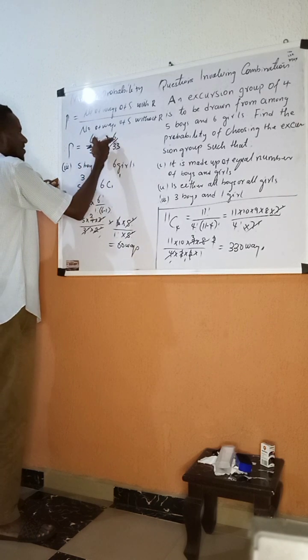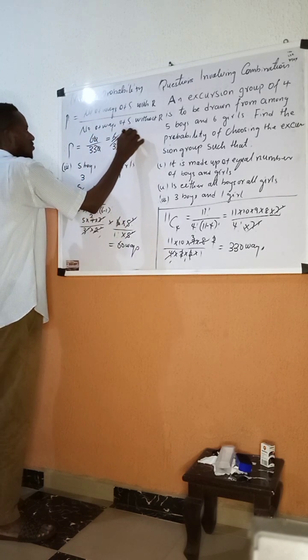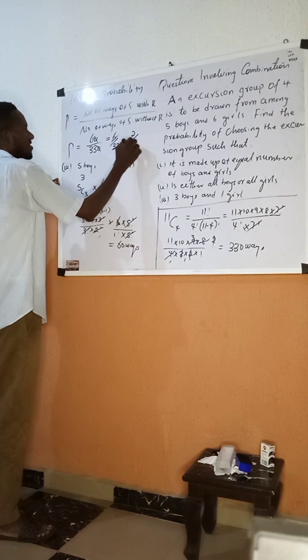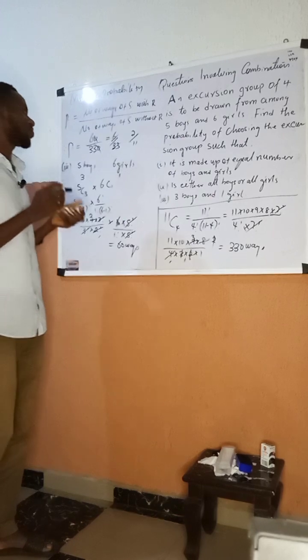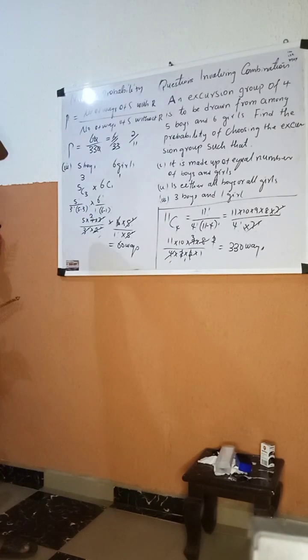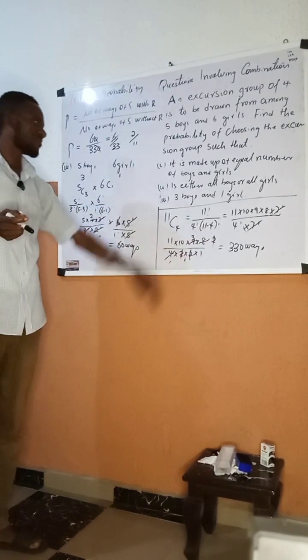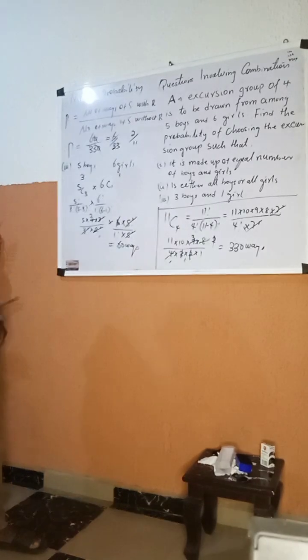Of course, 3 can go into this. When 3 goes into 6 is 2, all over, when 3 goes into 33 is 11. So we have 2 over 11 as the probability of having 3 boys and 1 girl in the group.